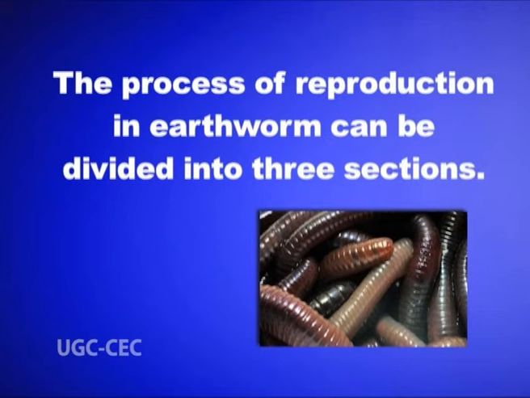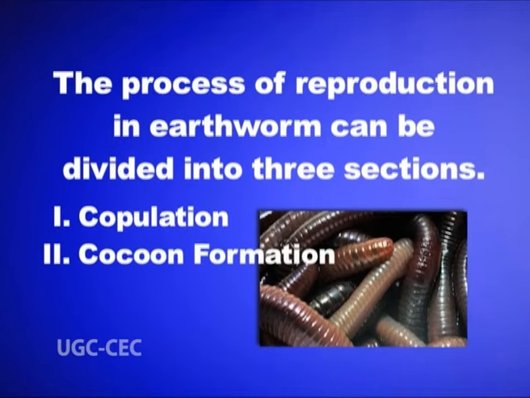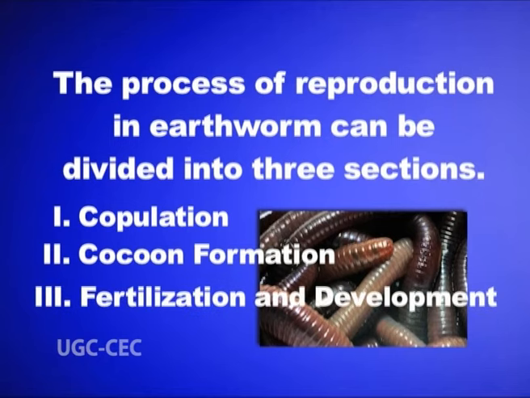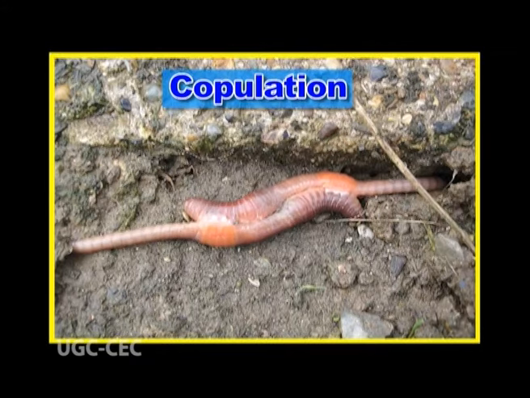The process of reproduction in earthworms can be divided into 3 sections, that is copulation, cocoon formation, and fertilization and development. Copulation. The sperms of one earthworm are transferred to another earthworm during the process called copulation. It has not been studied so far in the case of Pheretima posthuma, but has been studied in Pheretima communissima and other species of earthworm, for example, Eutyphoeus.